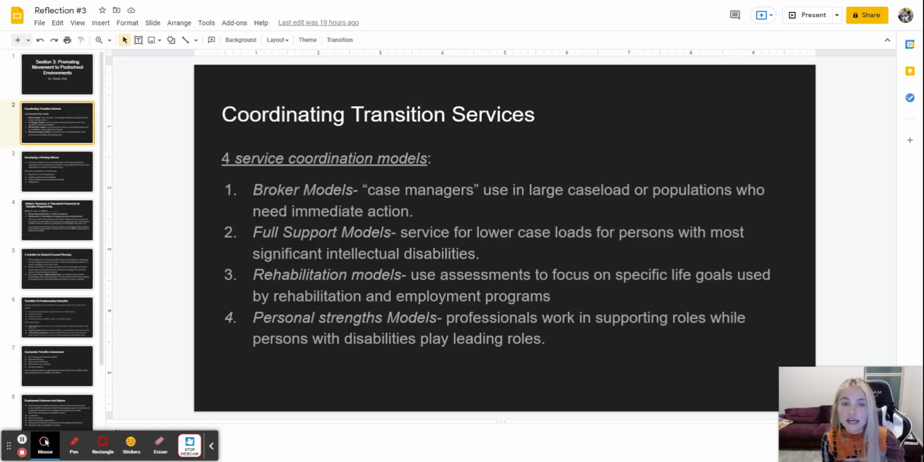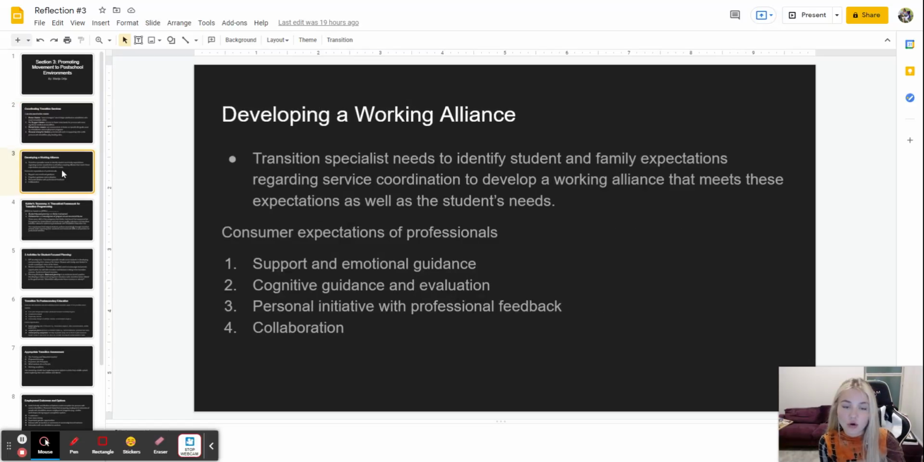Broker models, which are case managers used in larger caseloads or populations which need immediate action. Full support models, which are services for lower caseloads for persons with most significant intellectual disabilities. Rehabilitation models use assessments to focus on specific life goals used by rehabilitation and employment programs. Personal strength models, which are professionals who work in supporting roles while persons with disabilities play the leading role in them. Developing a work alliance.